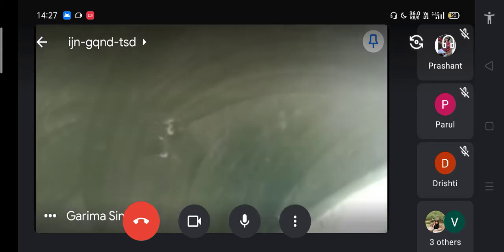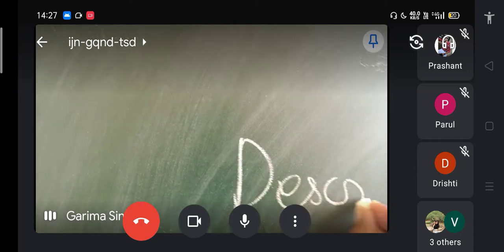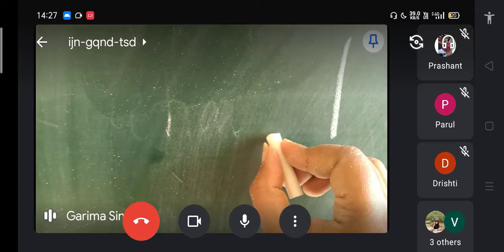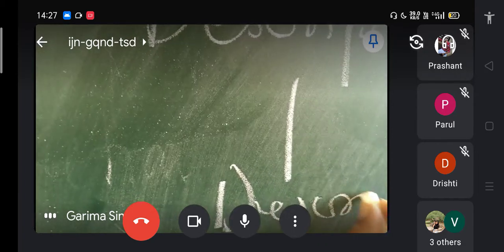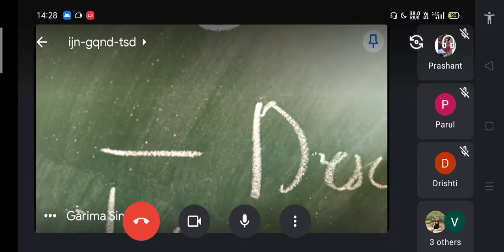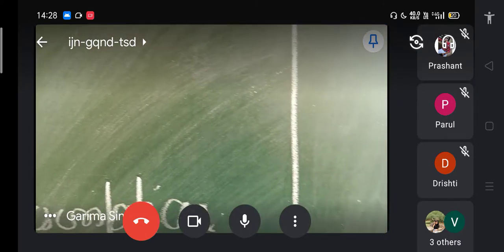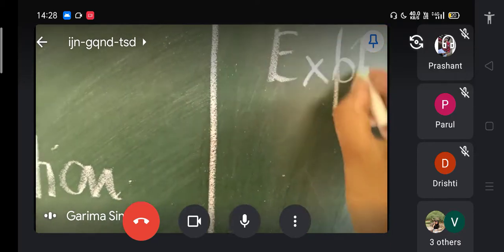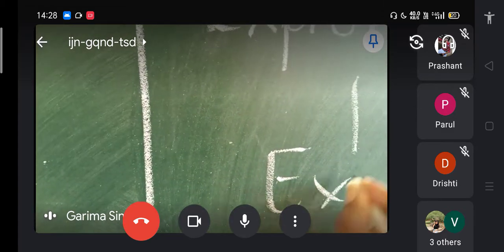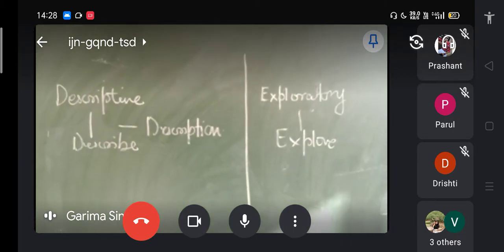Okay. So here you have number one, descriptive. Descriptive comes from the word describe or description. किसी चीज को describe करना. Then another is exploratory. Exploratory. This comes from the word explore. अभी हम इन दोनों के बारे में बात करते हैं पहले. So here you have these two types, descriptive and exploratory.